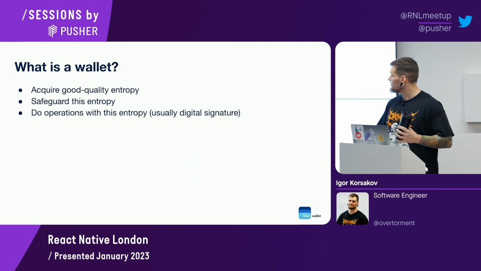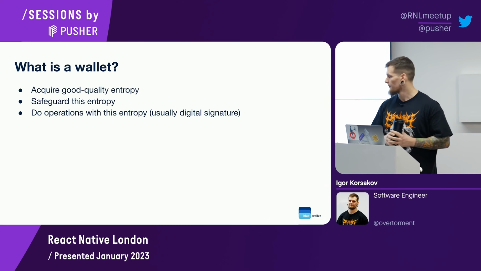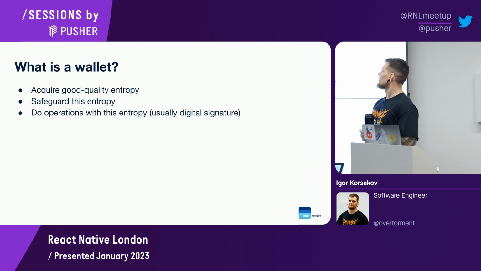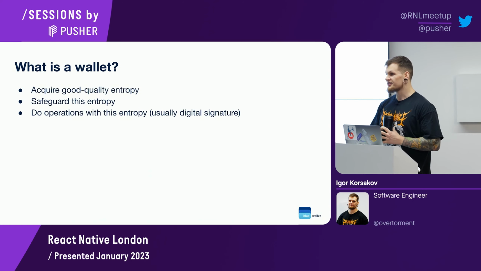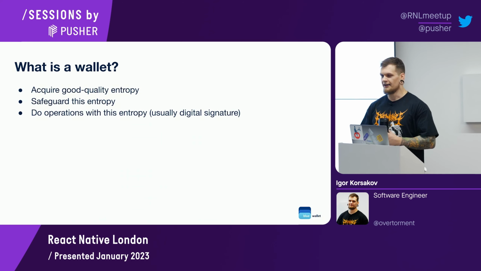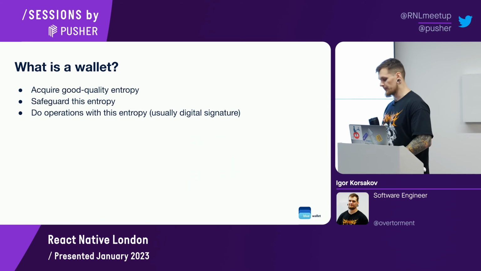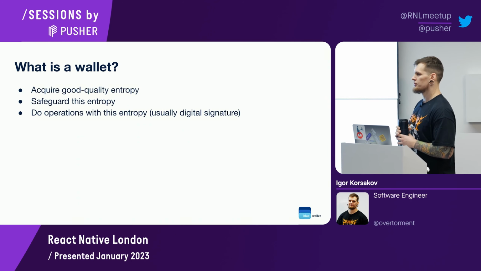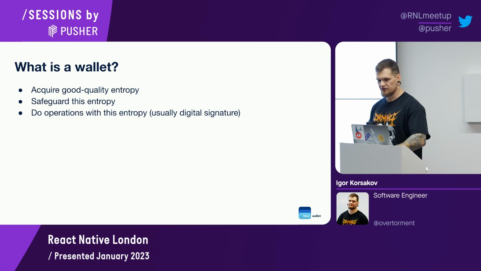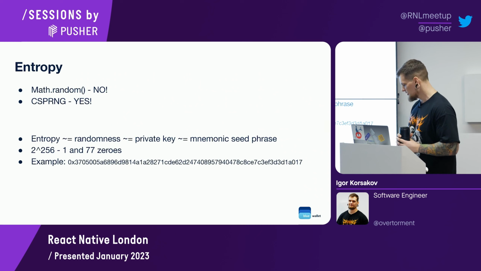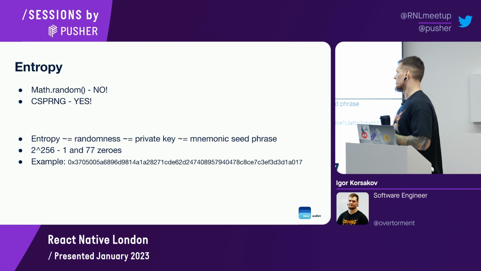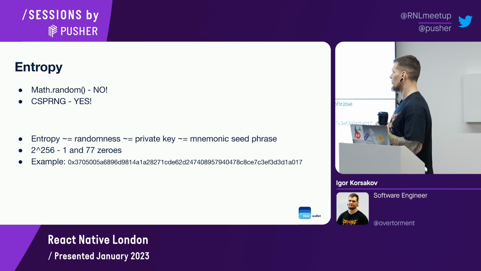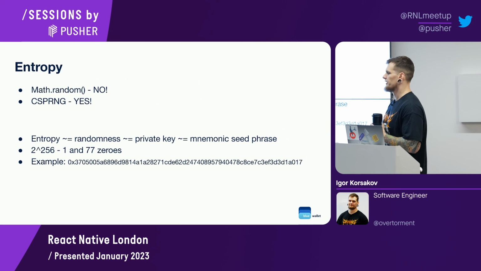So first, what is a wallet? A wallet is a piece of software that acquires good quality entropy, keeps it safe, real safe, and does some operations with this entropy. This is usually a digital signature. Everything else is just bells and whistles. So entropy is the cornerstone of the cryptocurrency wallet. This is the most important topic of a cryptocurrency wallet.